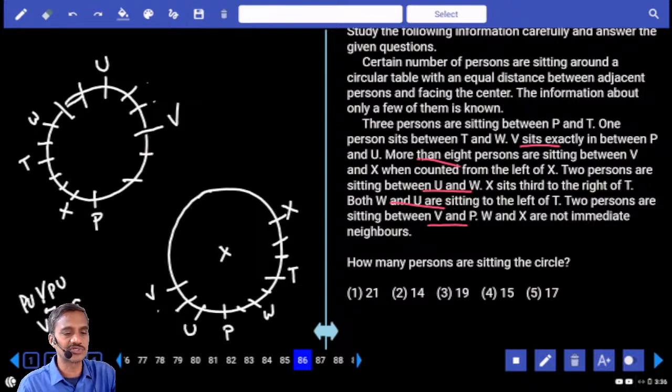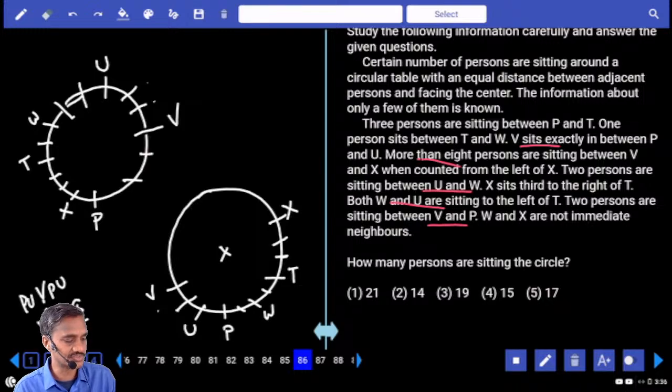And between V and X, how many persons are there? There are some 10 persons. Then how many persons are in this circle? 1, 2, 3, 4, 5, 6, 7, 8, 9, 10, 11, 12, 13, 14, 15. Altogether there are 15 persons. Choice 4, question number 86.